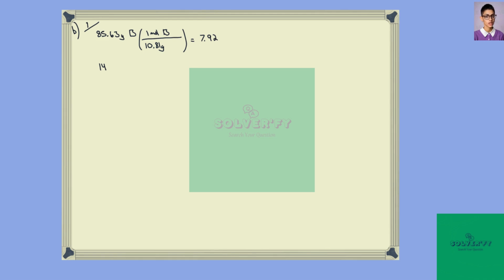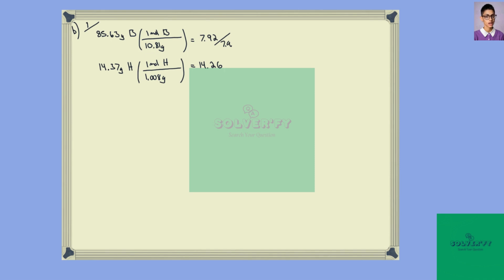So the remaining percent out of 100 is hydrogen. The remaining percent out of 85.63 is 14.37. So if we have 100 grams of the sample and it's 14.37% hydrogen, then we have 14.37 grams hydrogen, which we can convert into moles of hydrogen by dividing by the molar mass of hydrogen. And these would then be the relative moles. For every 7.29 moles of boron, we have 14.26 moles of hydrogen.